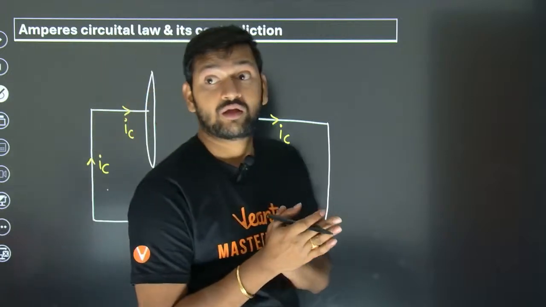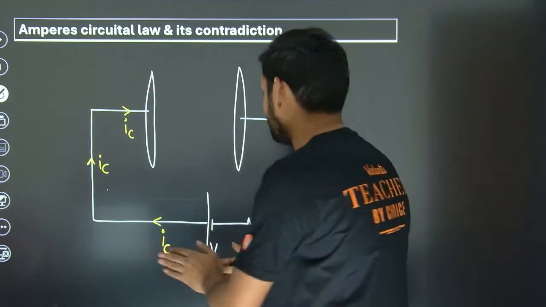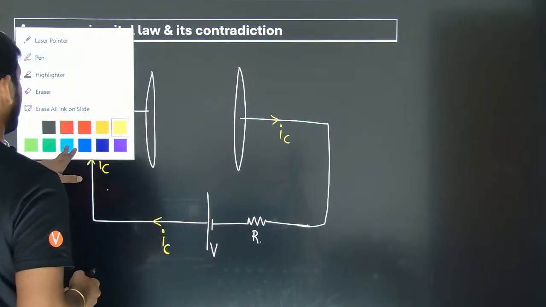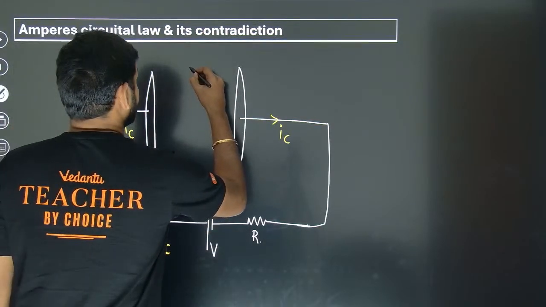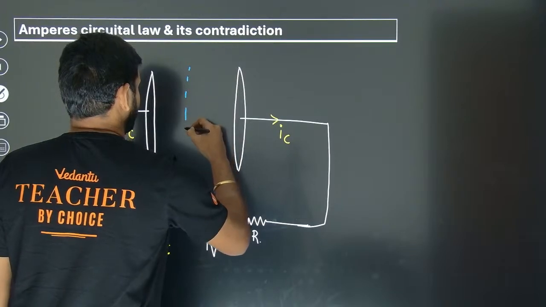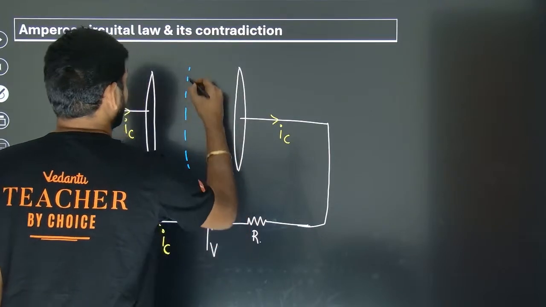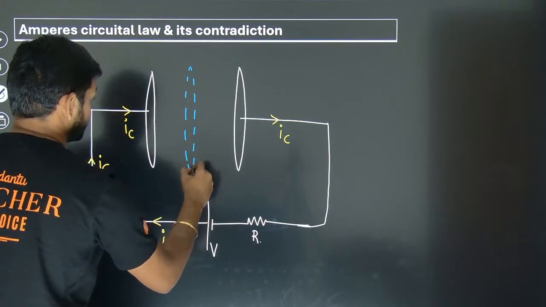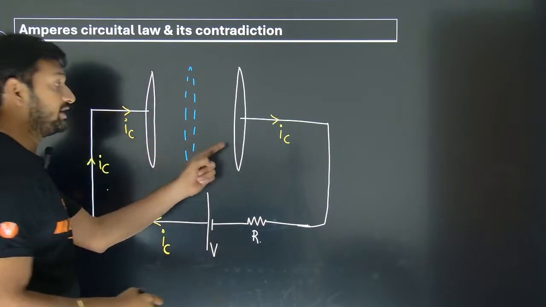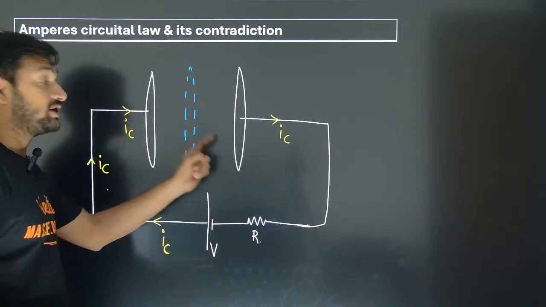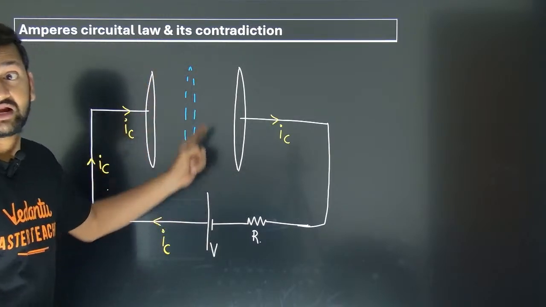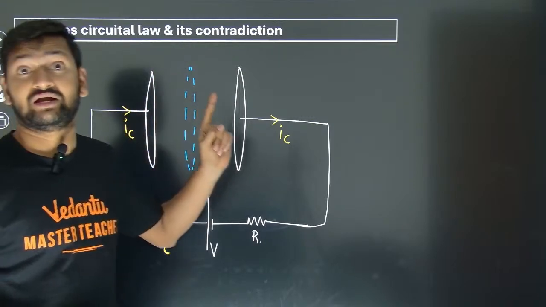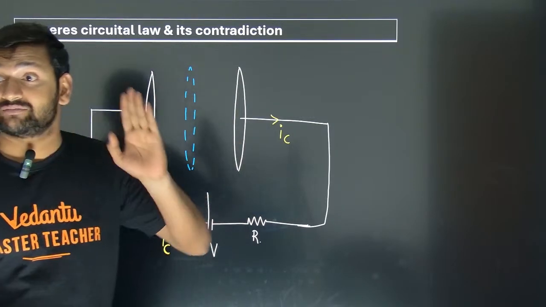Now look, what I will do is take an Amperian loop. This is my Amperian loop. The Amperian loop has the same radius as that of the plates. We have a circular plate capacitor, and between the plates I am taking an Amperian loop whose radius and the circular plate radius are exactly the same.